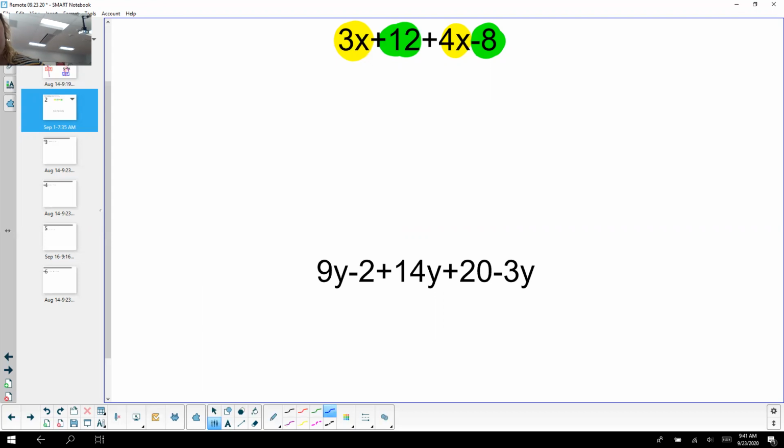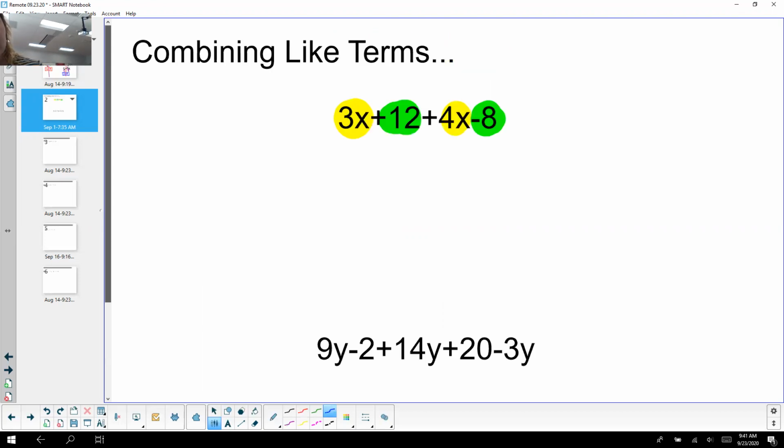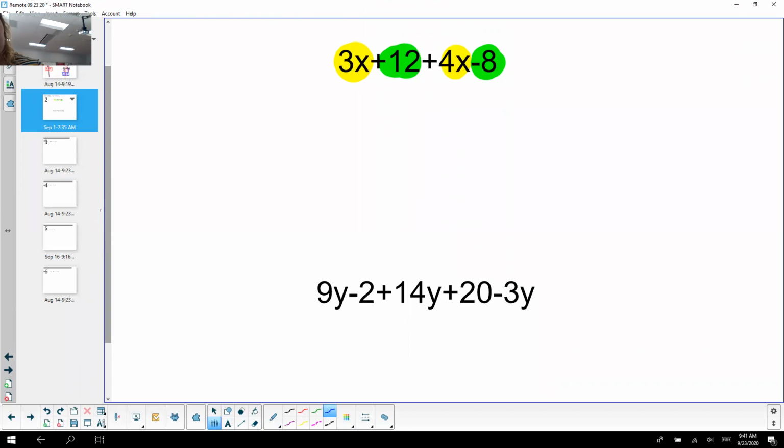All right, next, again, we're talking about combining like terms. I'm going to combine these two types of terms. So I've got 3x and 4x. Those are the same type of term. What I mean by that is they're both variable terms. So I can't combine variable terms with constant terms, but I can combine variables with variables. So I've got 3x plus 4x. So I can go ahead and combine those. 3 plus 4 I know is 7. And then, so I combined those two already. And then I've got 12 and I've got -8.